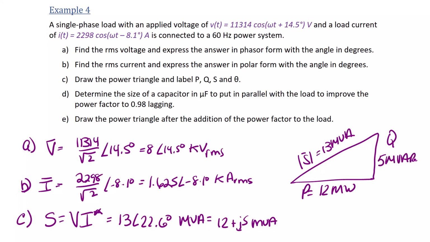And then we also have the power factor angle. The power factor angle is 22.6 degrees. So we now can get that our original power factor is the cosine of 22.6 degrees. So the original power factor is 0.9.